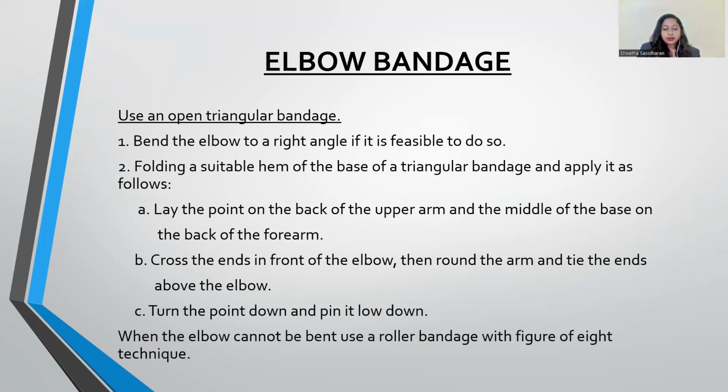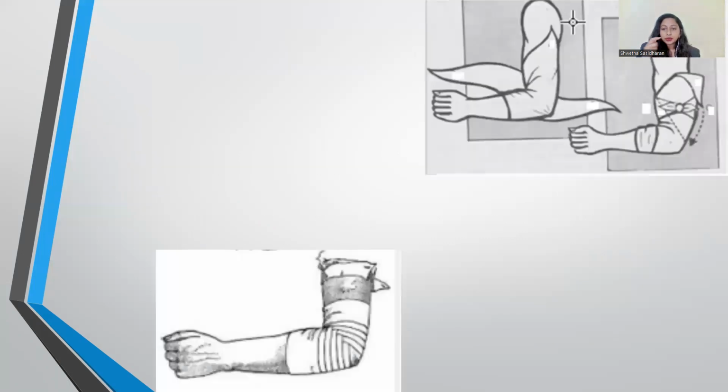When the elbow cannot be bent, you can also use the roller bandage with the figure of eight technique. If you can see the first picture, you can see the triangular bandage and how they have been tying it up. The base will be coming on their forearm and they will tie it across. The point left out here will come out here, first they will tie both ends, and then try to put it under the knot.